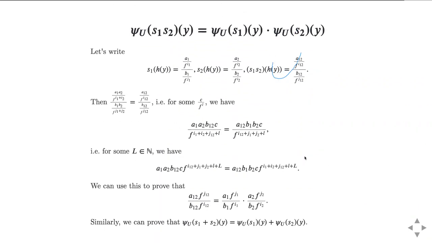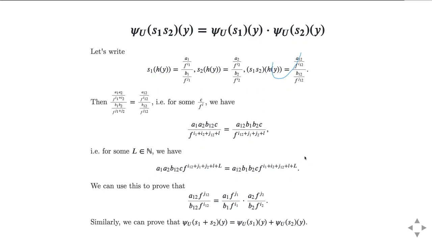And then we need to check that it sends multiplication to multiplication. So we just write everything in the numerators and denominators. So we will have that. We need to check that a1 a2 divided by some power, divided by b1 b2 divided by some power, is equal to a1 a2 divided by f to some power, divided by b1 b2 divided by some f power.